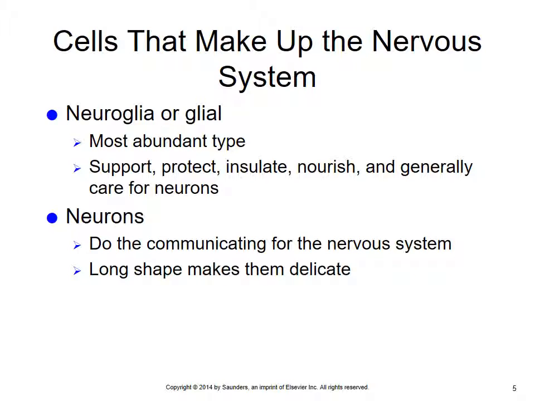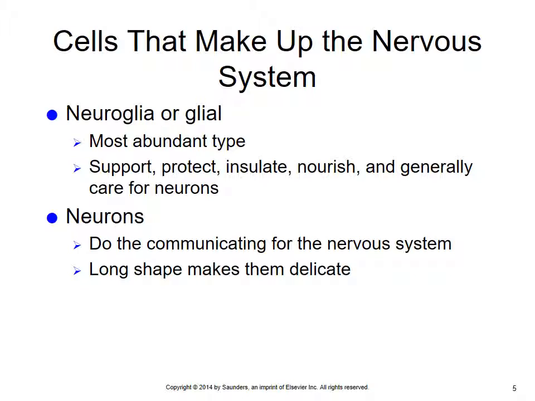Okay, now for cells that make up the nervous system, there are neuroglia or glial cells. These are the most abundant type, and they support, protect, insulate, nourish, and generally care for the neurons. Two of the more common glial cells are the astrocytes and the ependymal cells. The star-shaped astrocytes are the most abundant of the glial cells and have the most diverse functions.